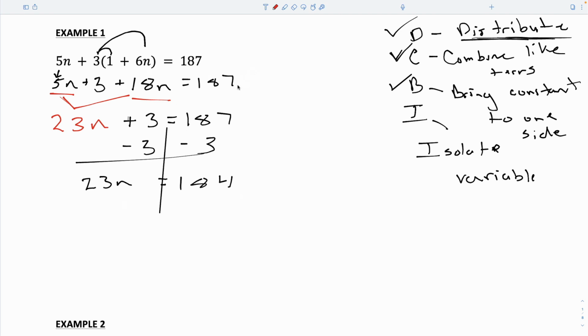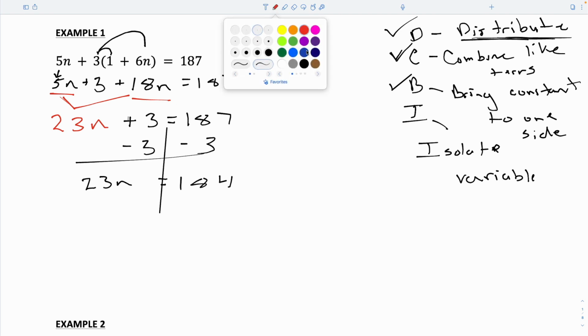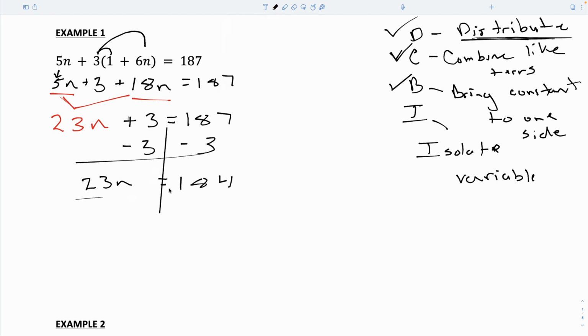What's my final step, Maddie? You got it. Let's set up some division work on the side. And 184 is on top of the division bracket. It gets a house. 23 is outside. It doesn't get the house. Ashlyn, do you have a starting point for me to guess and check? I did 4.